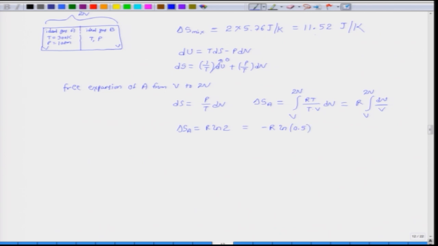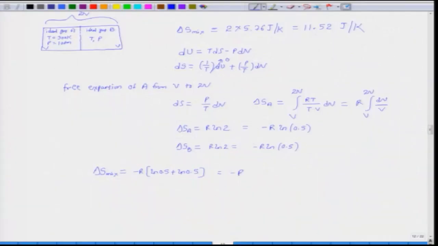So we apply the same procedure for free expansion of B. We will find delta S B also comes out to be R ln 2 or minus R ln 0.5. So the total entropy change for intermixing would be minus R ln 0.5 plus ln 0.5. And if we notice the mole fractions of A and B after intermixing, there are total 2 moles, 1 mole each of A and B. So the mole fraction of each is 0.5. So we can write this in terms of mole fraction as ln x A plus ln x B, and this is the entropy change for 2 moles of the gas, right? The mixture contains 2 moles of the ideal gas A and B.